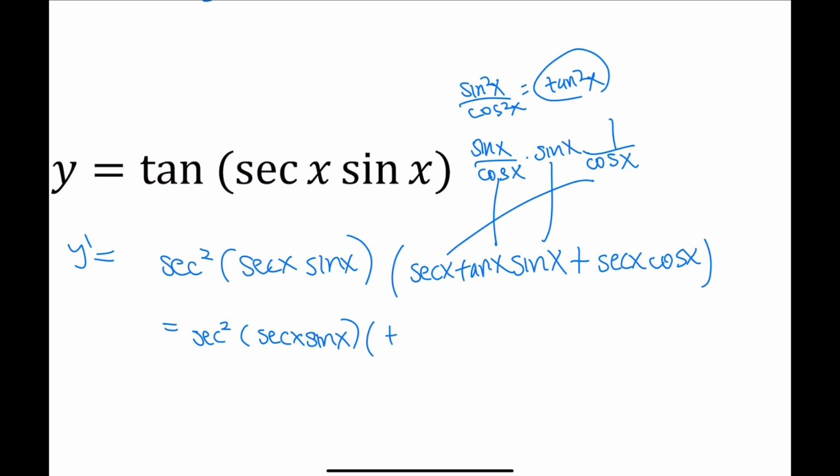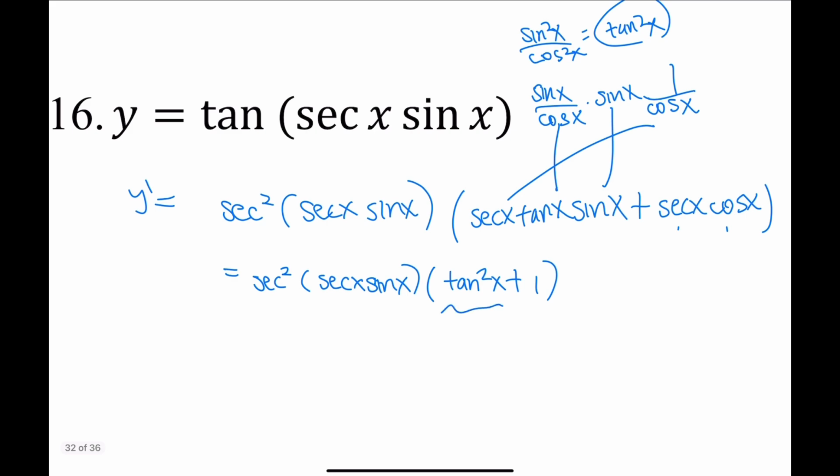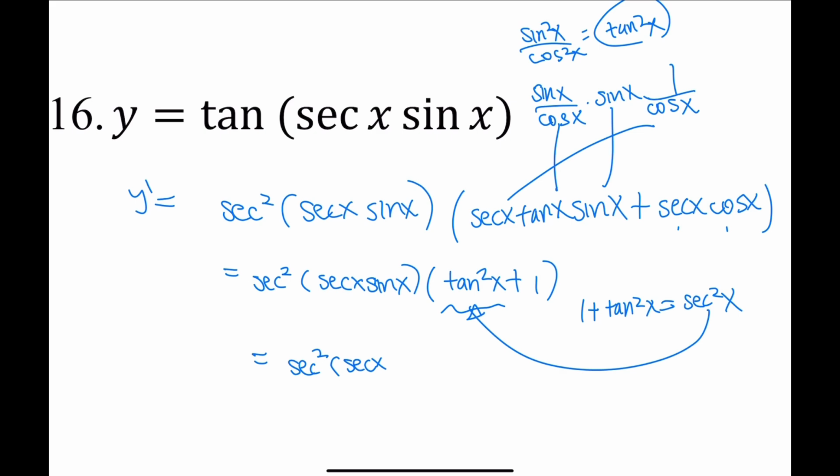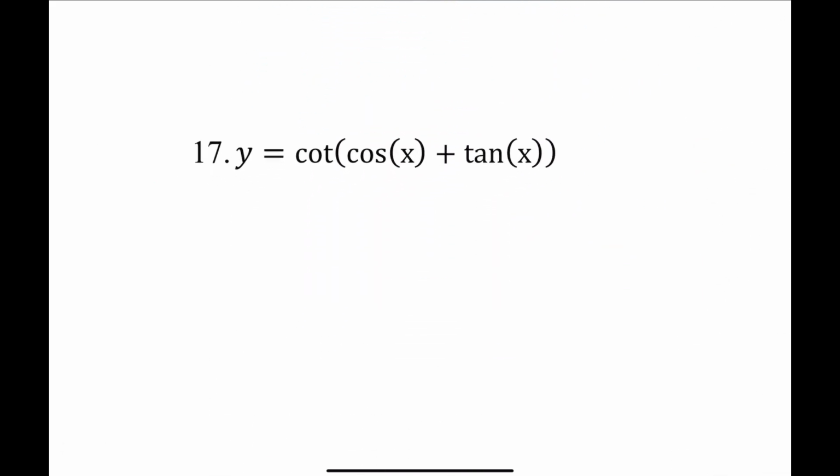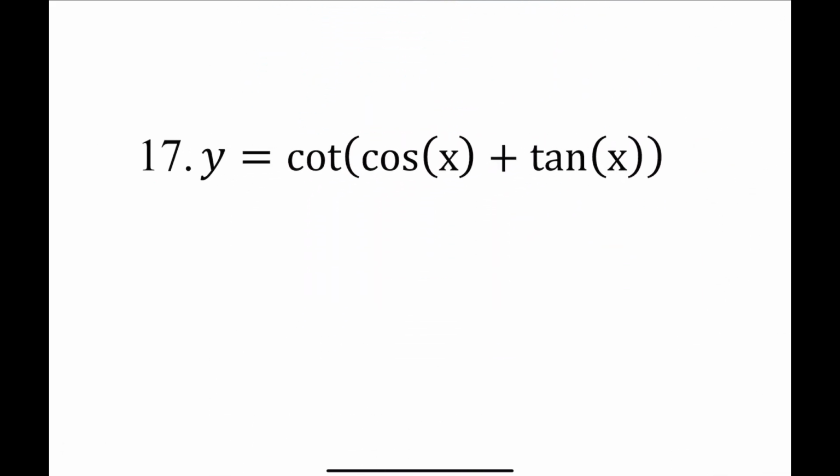So tangent squared x plus, and then secant x and cosine x multiplied to each other, they're reciprocals, so they're going to give 1 as your answer. And then here, it's a little bit interesting because we know a trigonometric identity, right? 1 plus tangent squared x equals secant squared x, right? So since we have the trig identity right here, we can plug this in. So we got secant squared secant x sine x times just secant squared x. It's pretty cool.